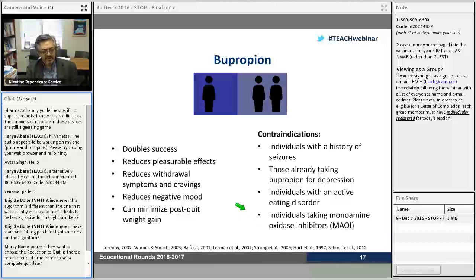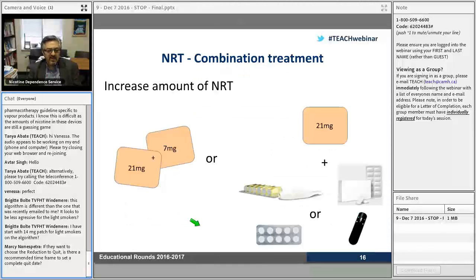12 weeks. What we noticed is that patients will report it reduces the pleasurable effects of their cigarettes. They don't have as much withdrawal. They say they can go much longer without a cigarette, and when they quit, they don't feel so low. Very importantly, out of all the medications, it minimizes the post-cessation weight gain. Unfortunately, the weight can come back once they stop the medication.